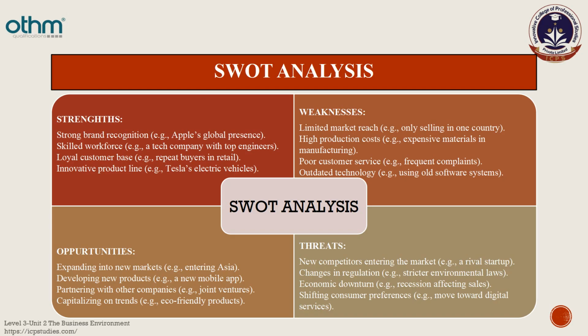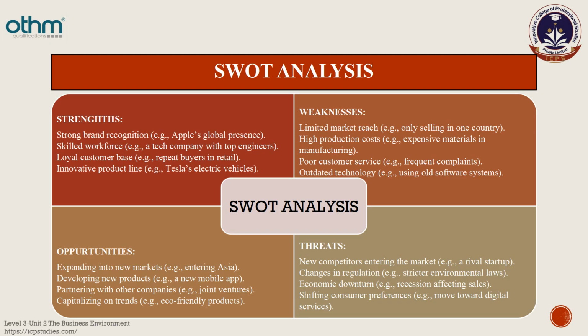The third opportunity is partnering with other companies. Like one company can partner with another company. It can go into joint ventures, which is the best opportunity to expand the business. The last opportunity is capitalizing on trends. For example, eco-friendly products are very famous now, and people are accepting and preferring eco-friendly products. So when the company is capitalizing on these types of trends, this can be the best opportunity for the company to make its business more profitable.